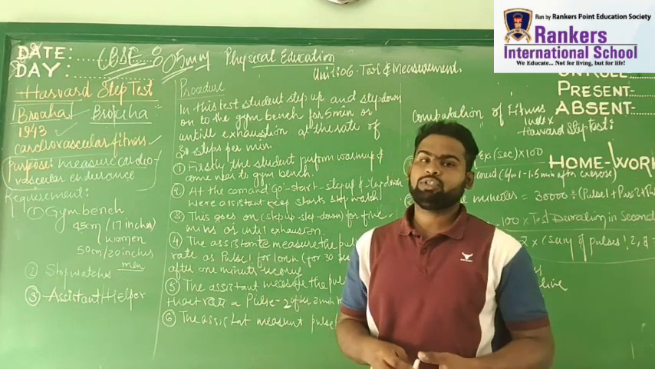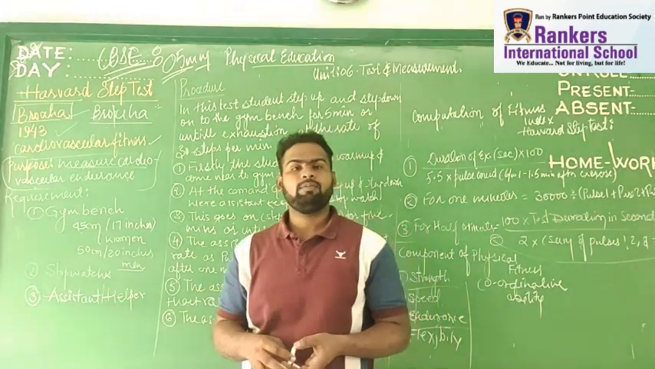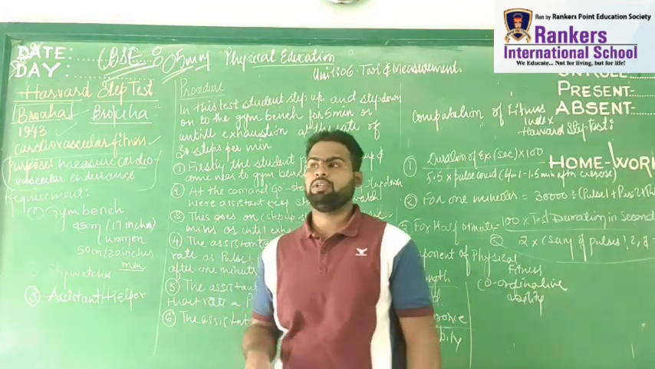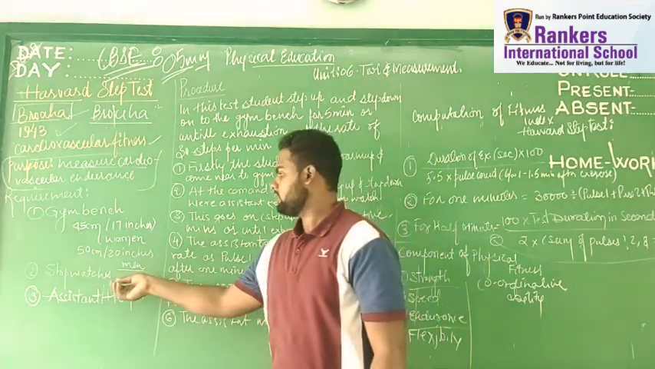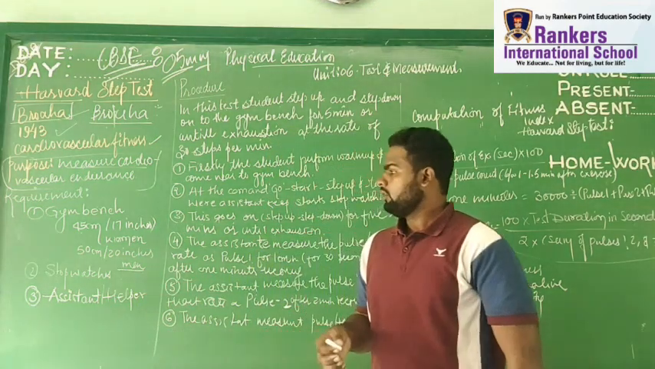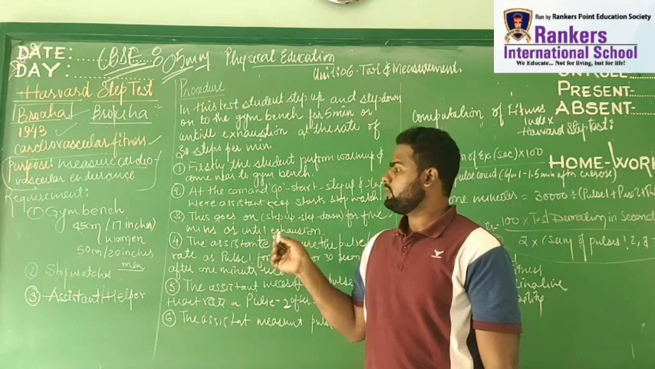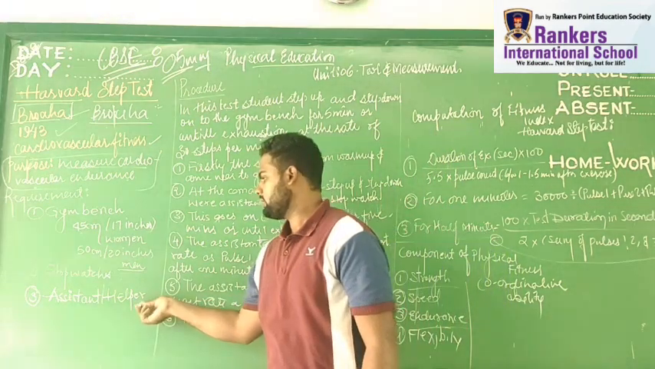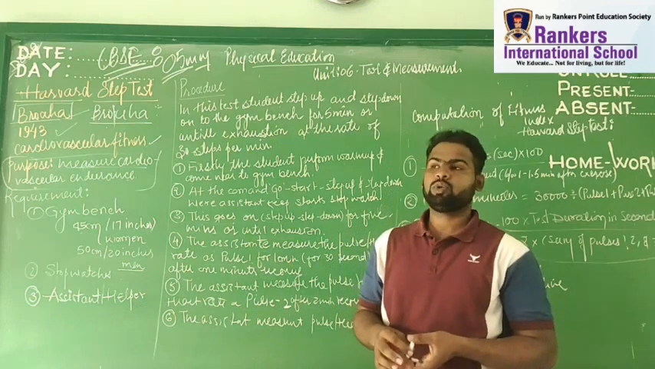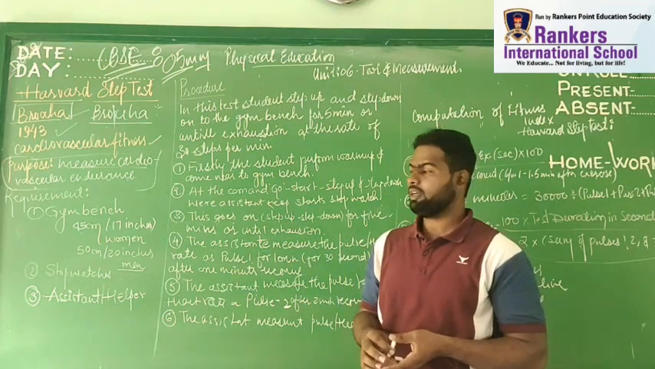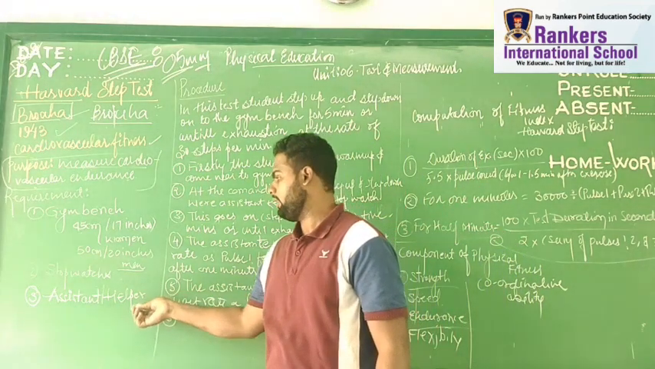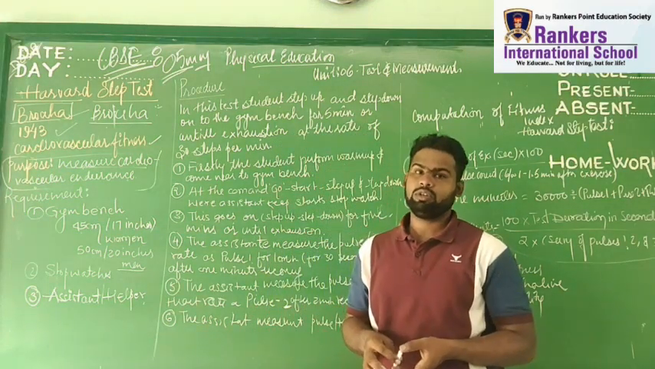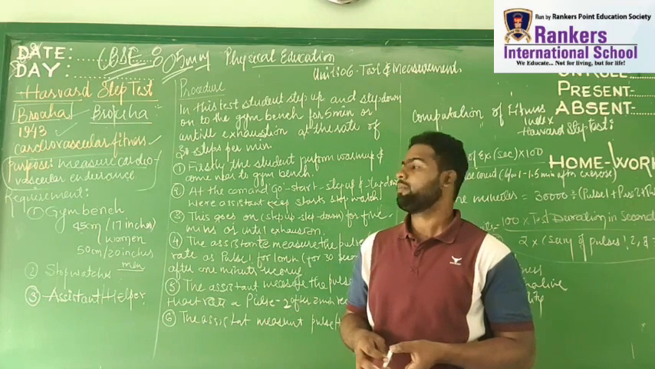The next requirement is the stopwatch, so that we can see the time whenever the student is performing. The first requirement is the gym bench, the second requirement is the stopwatch, and the third requirement is an assistant or a helper. A helper is also very important. The helper is definitely required so that the timing and other things we need to measure can be taken care of properly.